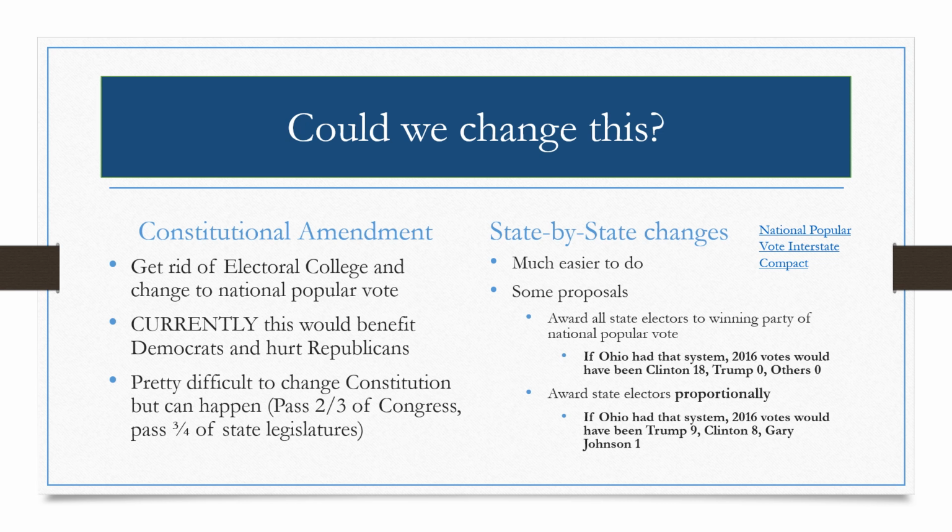Another possible change would be for states to award electors proportionally. This means the number of electors a candidate won would reflect the percentage of state popular votes they won. If Ohio had had that system in 2016, Trump would have won 9 or possibly 10 of Ohio's electoral votes. Clinton would have won 8 or possibly 7, and Gary Johnson, the Libertarian, would have won 1.